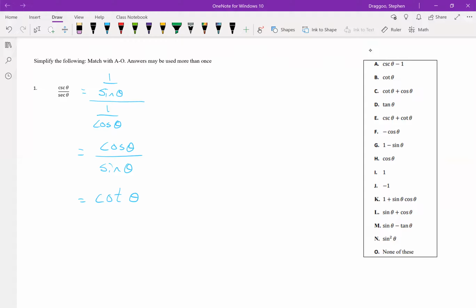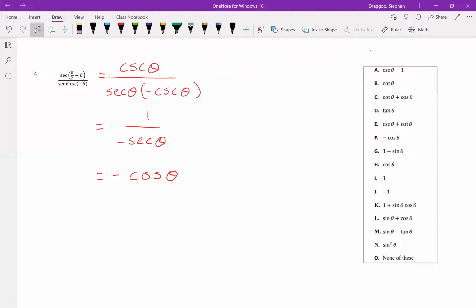From there, if I'm dividing by fractions, it's the same as multiplying their reciprocals, so I can simplify that to cosine theta over sine theta, which using a reciprocal identity I know is cotangent theta. So over in the box on the right, I'd want to choose option B, since this thing would be equal to cotangent theta.